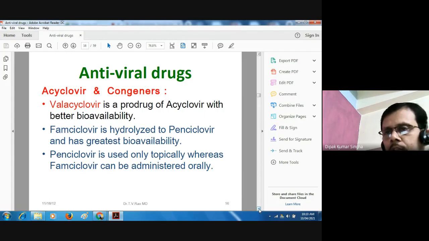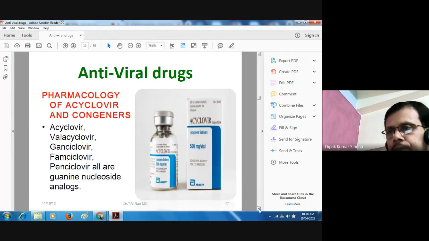Acyclovir has more side effects, and Famciclovir is hydrolyzed to Penciclovir and has the greatest bioavailability. So these are the latest antiviral drugs, which have better bioavailability and better therapeutic activity. Penciclovir is used only topically, whereas Famciclovir can be administered orally. Acyclovir is used parenterally as well as orally as well as topically.